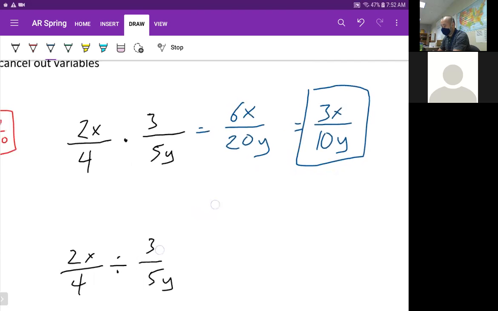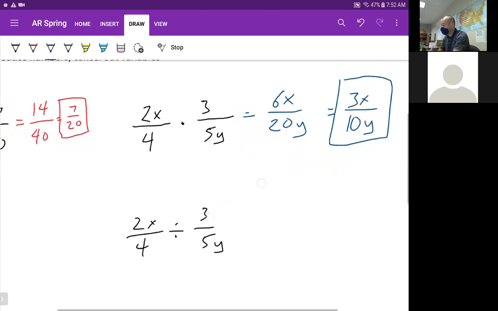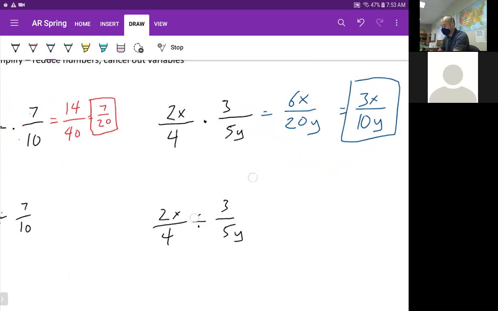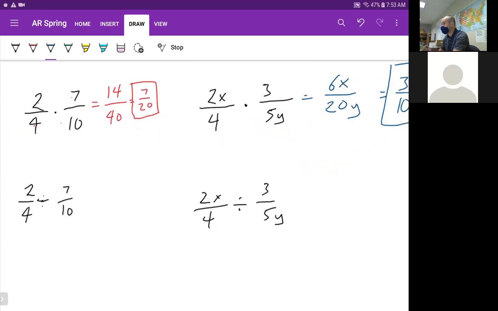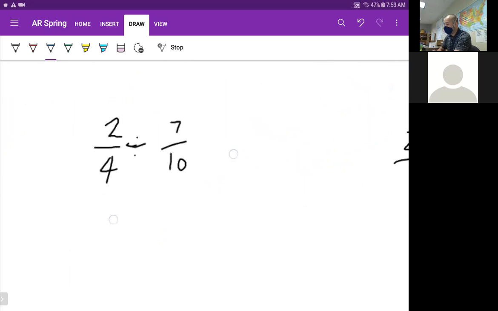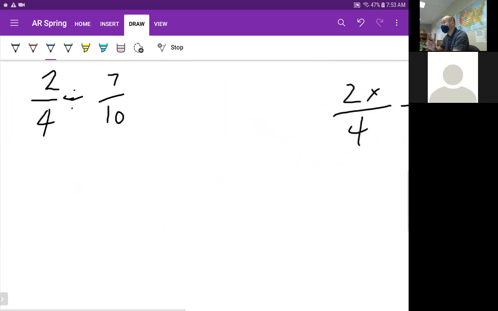So it's like everything, multiply and divide by 2 because you reduce. You multiply straight across and then you reduce whatever you can reduce. It gets a little bit different when you do the division. So division has just one extra step.